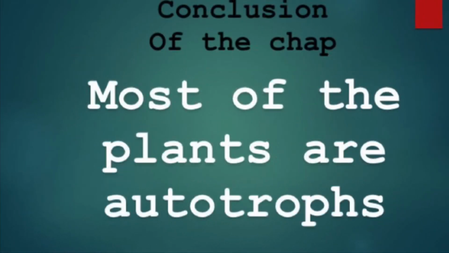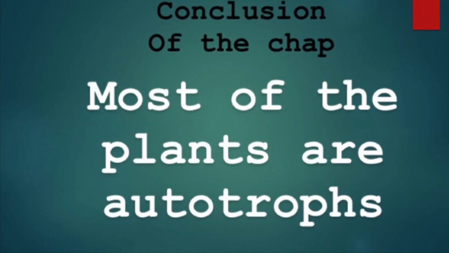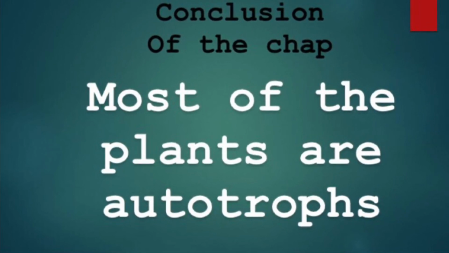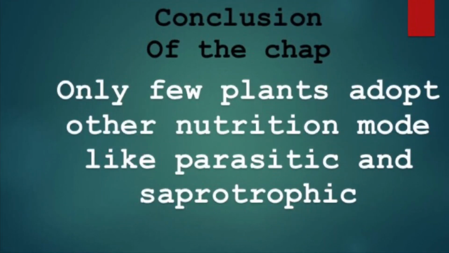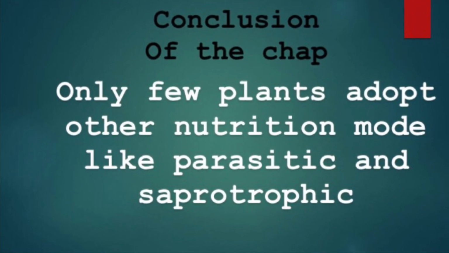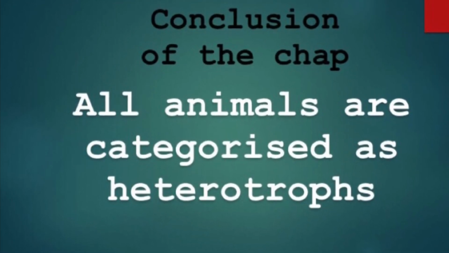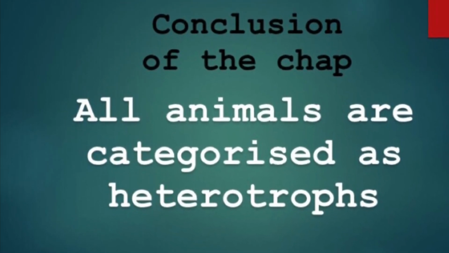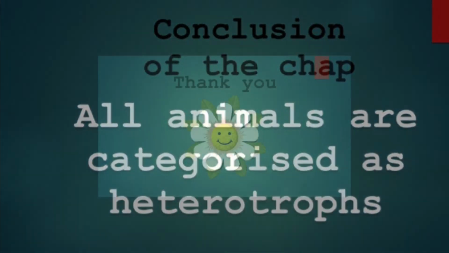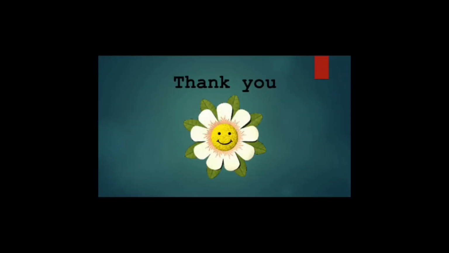In this chapter, you learned that most of the plants are autotrophs. Only a few plants adopt other modes of nutrition like parasitic and saprotrophic. They derive nutrition from other organisms. All animals are heterotrophs. With this, we conclude our first chapter, that is Nutrition in Plants.